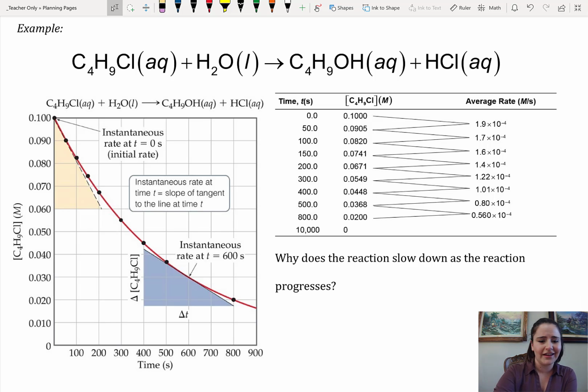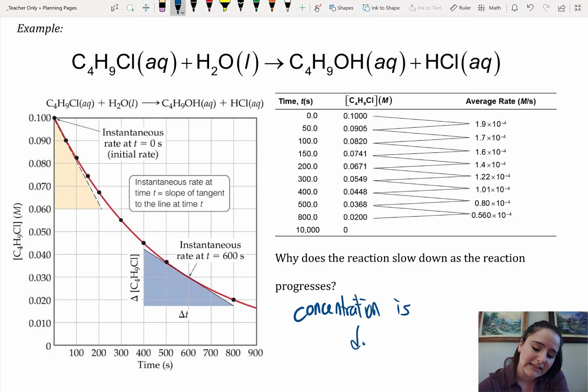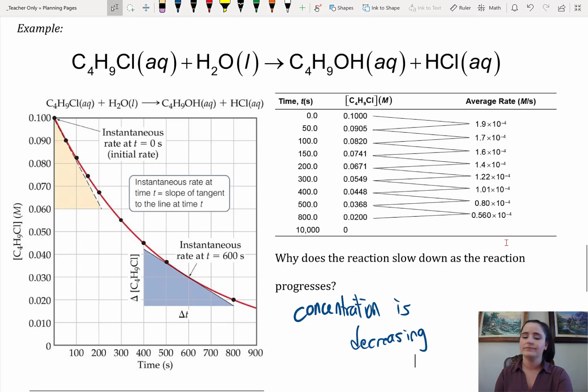Well, we just saw in our rates of reactions that concentration has a big effect on the reaction rate. So as the reaction progresses, the concentration is decreasing. And as the concentration decreases, the reaction rate slows down. Okay, cool? Okay, cool.